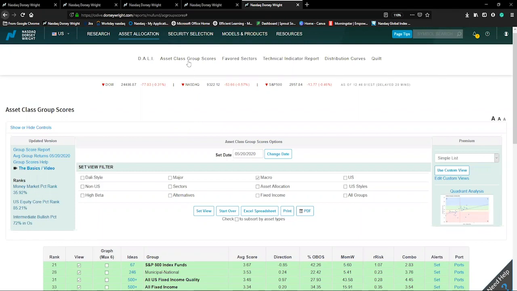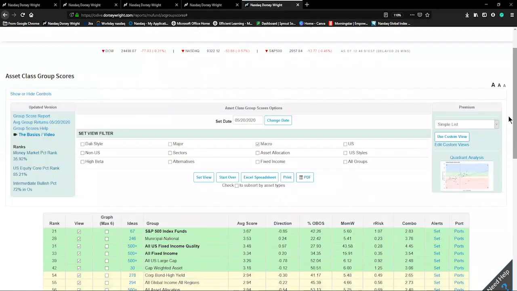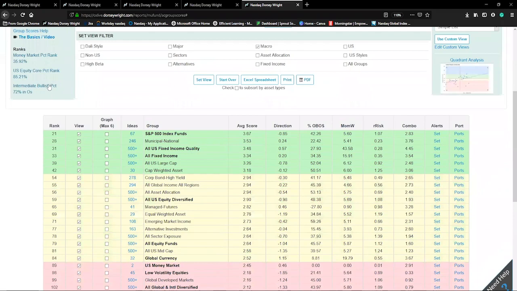Each of the models as well, if they have a separate acronym after the 2S or 5S or M designation there, either MMPR 50, MMPR 70, PR 4050, or PR 4080, those are going to correspond to separate cash triggers associated with each model. And what these cash triggers are looking at is going to be on the asset class group scores page, looking specifically at the ranks on the left-hand side. So you can come in here, we see money market percent rank currently listed at 35.92 as of yesterday. And then we have U.S. equity core percent rank currently listed at 85.21.